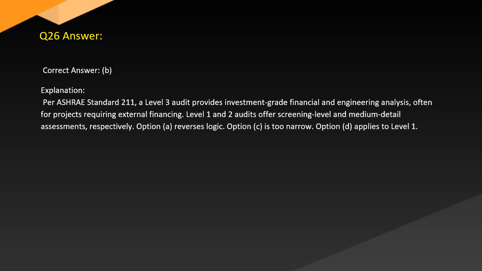Answer. Correct answer: B. Explanation. Per ASHRAE Standard 211, a Level 3 audit provides investment-grade financial and engineering analysis, often for projects requiring external financing. Level 1 and 2 audits offer screening-level and medium-detail assessments, respectively. Option A reverses logic. Option C is too narrow. Option D applies to Level 1.